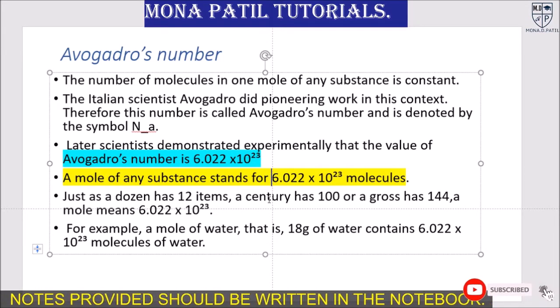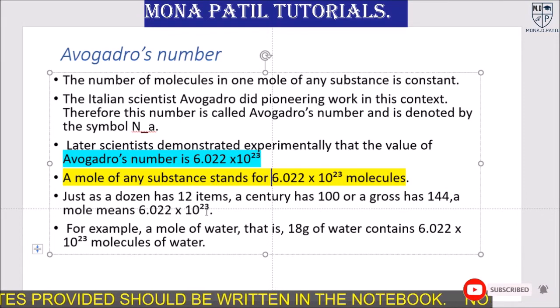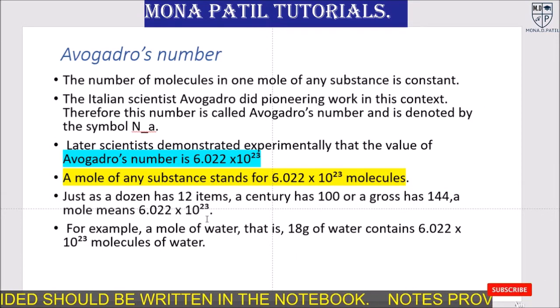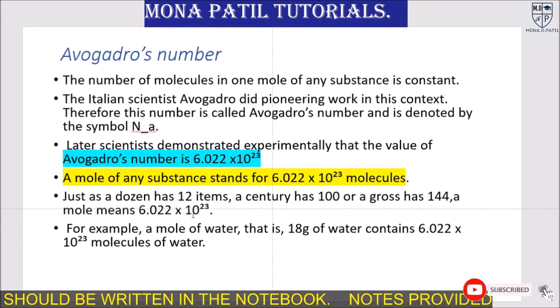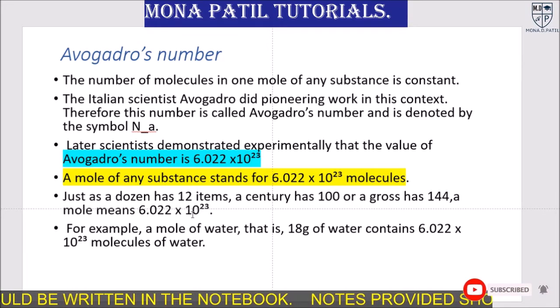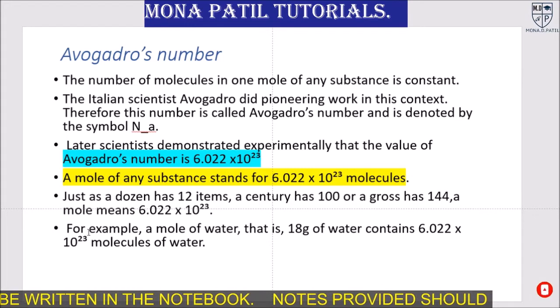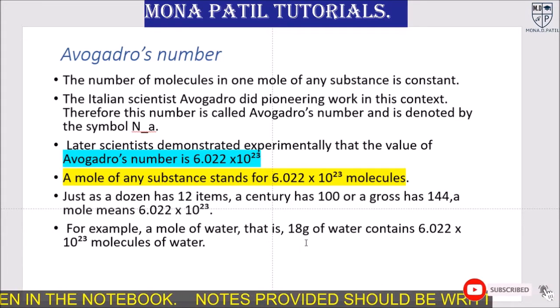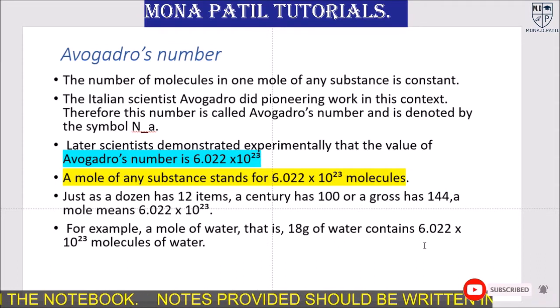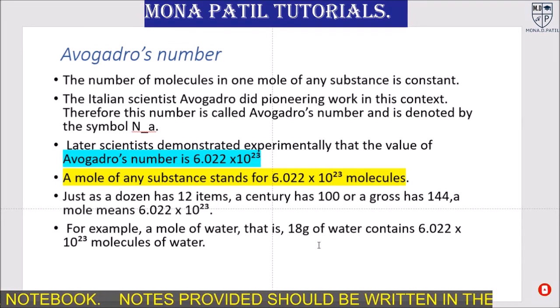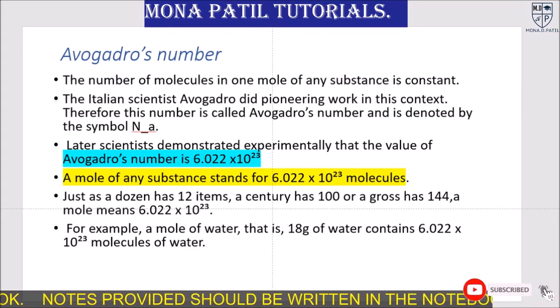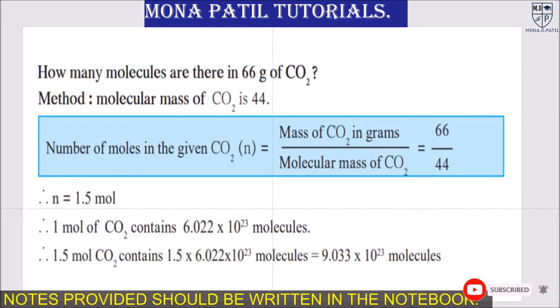Just as a dozen has 12 items, a century has 100, or a gross has 144, a mole means 6.022 × 10^23. For example, a mole of water, that is 18 gram of water, contains 6.022 × 10^23 molecules of water.